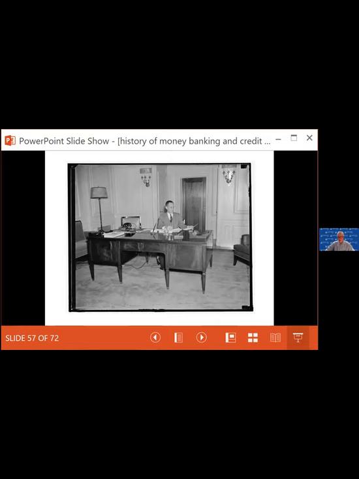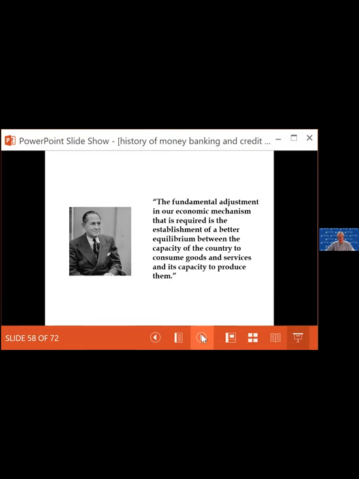In mid-1939, Eccles went before a Senate Committee on Banking and Currency, and he basically restated what he thought was the need for systemic reforms. He says, "The fundamental adjustment in our economic mechanism that is required is the establishment of a better equilibrium between the capacity of the country to consume goods and services and its capacity to produce them." So, Ed, it seems to me that he is proposing various principles, which I think are very sound, but not necessarily particular policies attached to particular numbers. Is that a correct assessment?